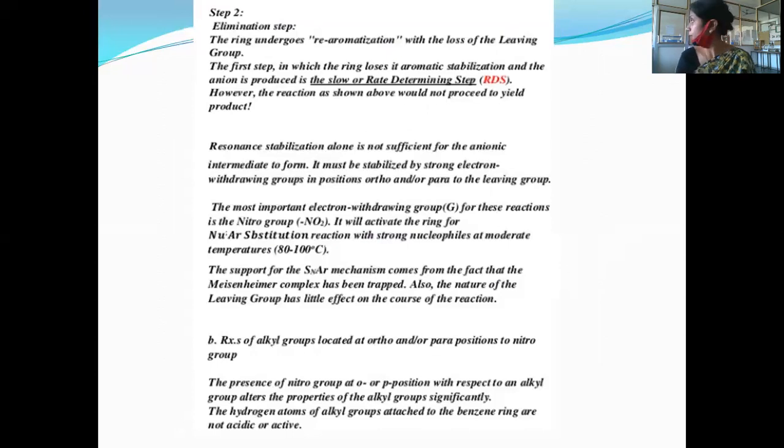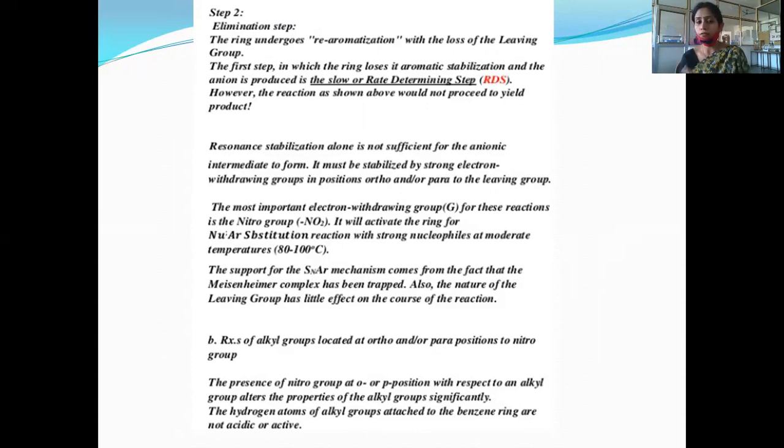Then the second step is the elimination step. Now what happens is that this ring undergoes re-aromatization with the loss of the leaving group. The first step, in which the ring loses its aromatic stabilization and the anionic intermediate, the Meisenheimer complex, is produced, is actually the slowest or the rate determining step. Okay, but the reaction will not give the product immediately.